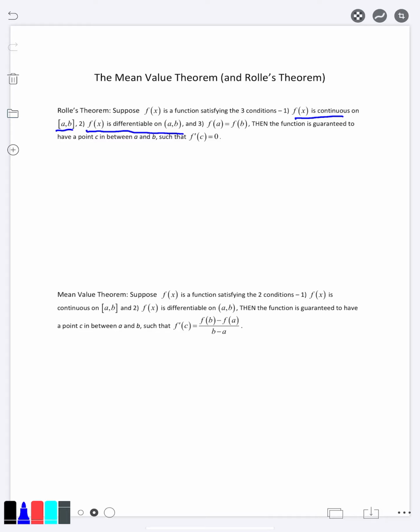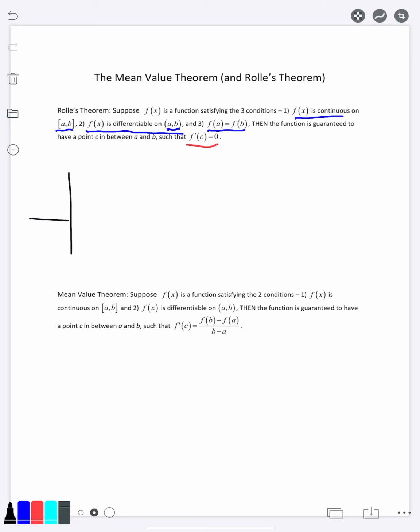The only difference in the interval is for continuity we need to be continuous on the whole interval, including a and b, the endpoints. Whereas we don't need it to be differentiable on the endpoints, we just need it to be continuous there. So you see how one is an open interval, one is a closed interval. And then the third condition that we need is that the first value of the function is the same as the second value of the function, f of a equals f of b. And this is going to say that therefore it is guaranteed that there is going to be some point in between there where the derivative is 0.